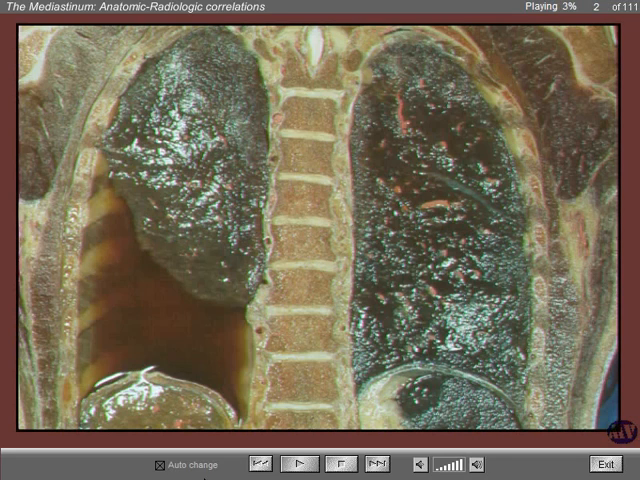This is an anatomic coronal section of the paraspinal region. Note that there is right pleural effusion. We placed a T in the pleural cavity, and you can see a nice meniscus sign of pleural effusion. Note that the right lung comes against the spine, while the left lung is separated by fibroadipose tissue.